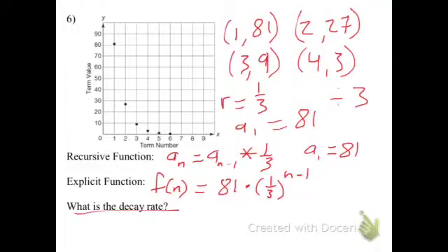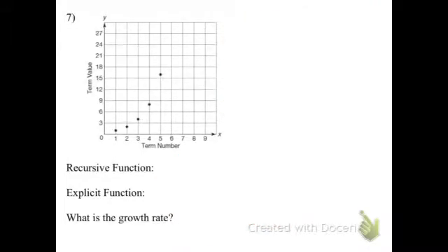And then it's asking what is the decay rate, and the decay rate is what you're taking away every time. And you can express it as a fraction, a percent. You'll most of the time see it as a percent. And when you multiply by 1/3, you leave 1/3 of the number, and so you have to take away 2/3 of the number. And so your decay rate is 2/3, or 66.6 repeating percent for your decay rate.